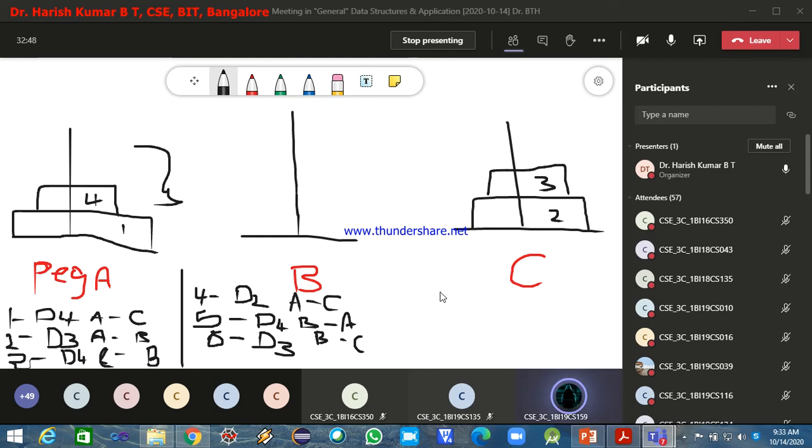Sir, D4 from A to C. In the seventh move, D4 from A to C. I'll erase this. Four. Okay. Next.